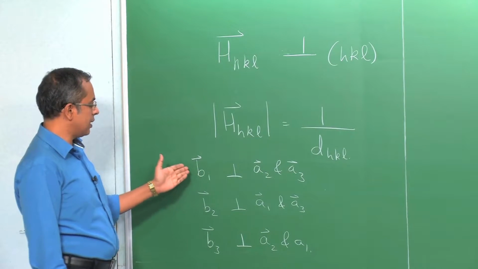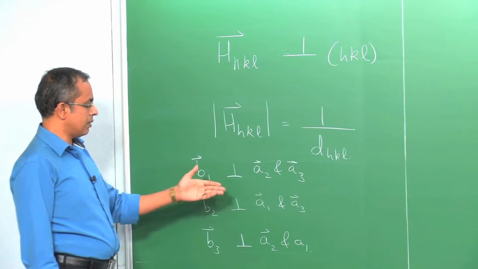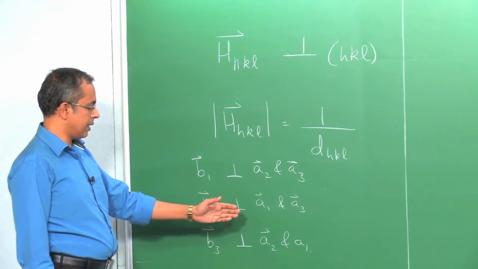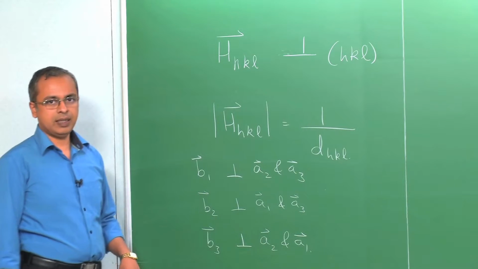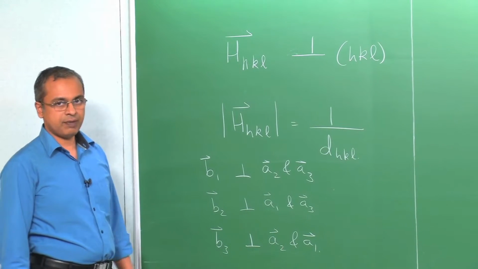So, this is how you would get these things based on these relationships. That is how we have defined it, because it is A2 cross A3 by the volume, A1 cross A3 by volume, and A2 cross A1 by volume. So, given that, it is naturally perpendicular because of the way we have defined it.